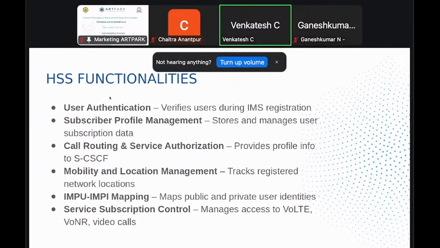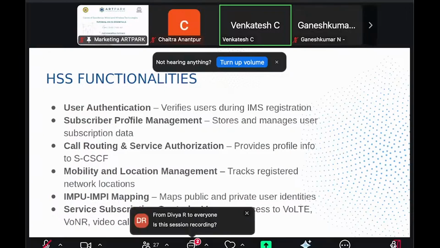Some of the key functionalities of HSS are user authentication. It verifies the users during the IMS registration using the authentication vectors like a key and OPc. Some of the important parameters in IMS are IMPU and IMPI, which will be covered later in this section. And it works with the SCSF to perform the security checks.